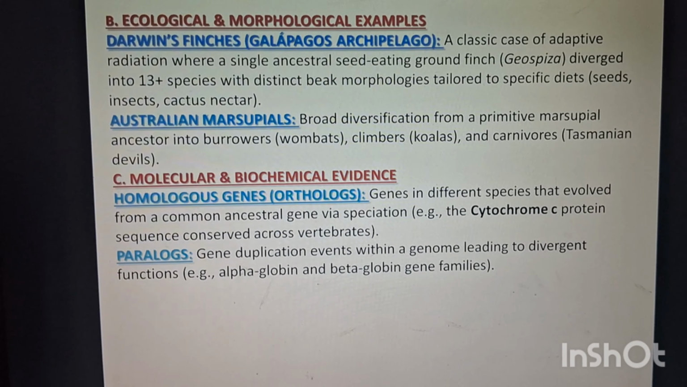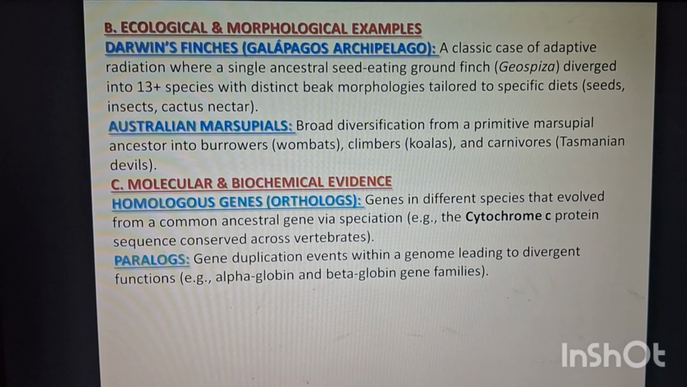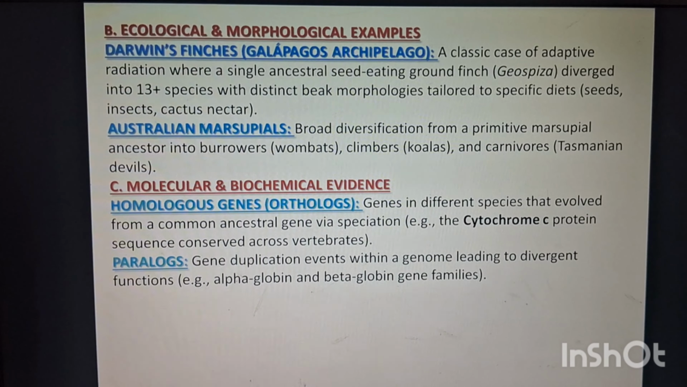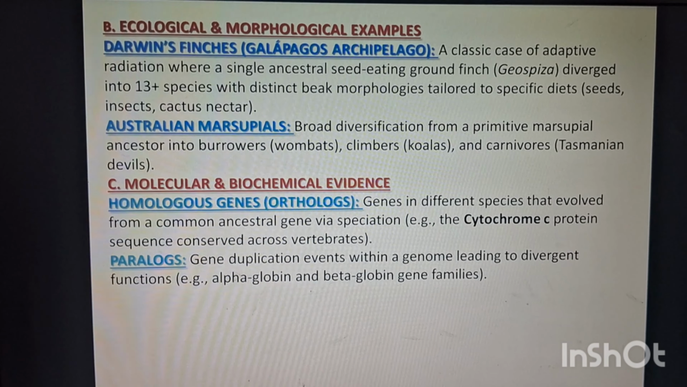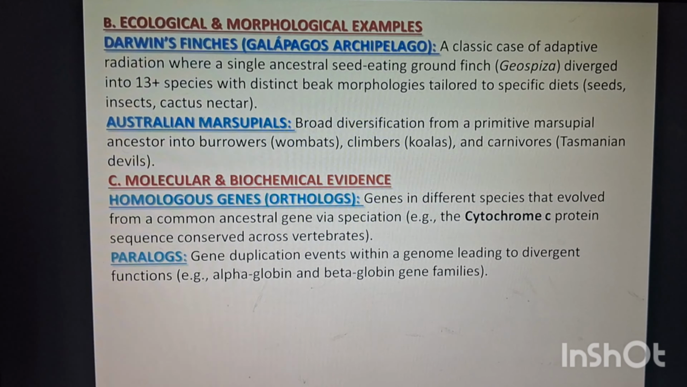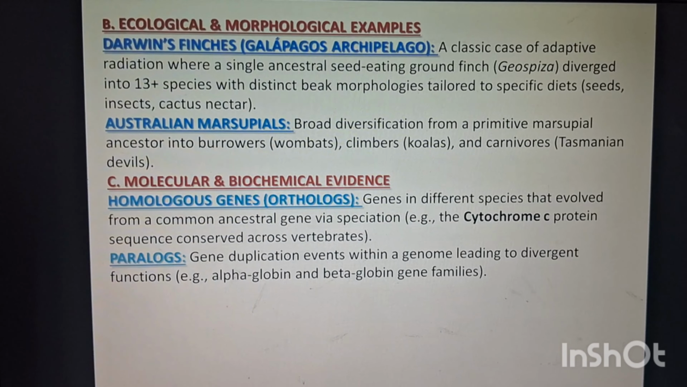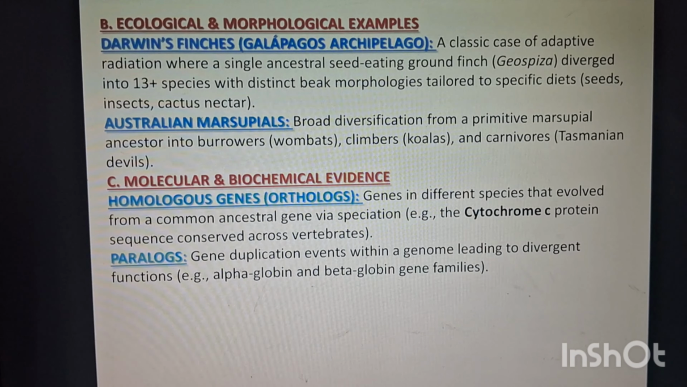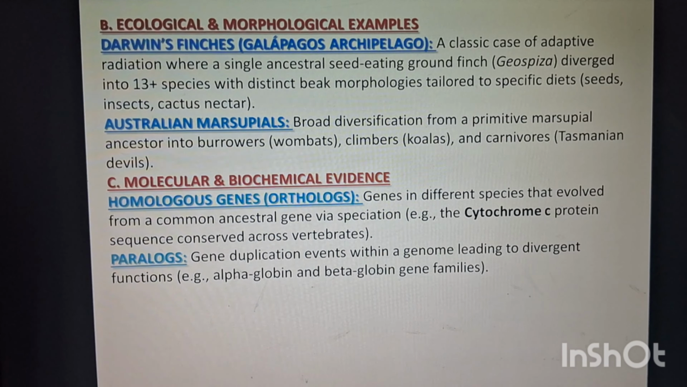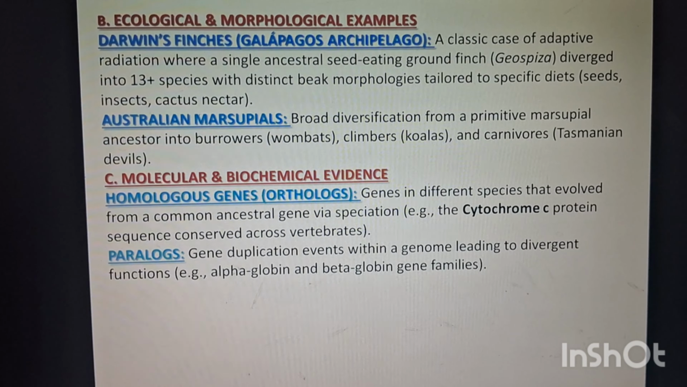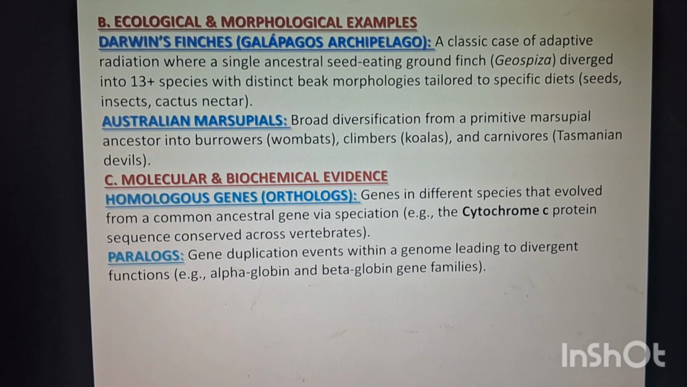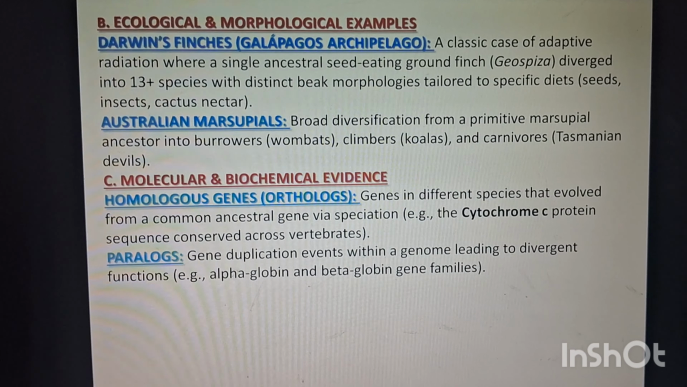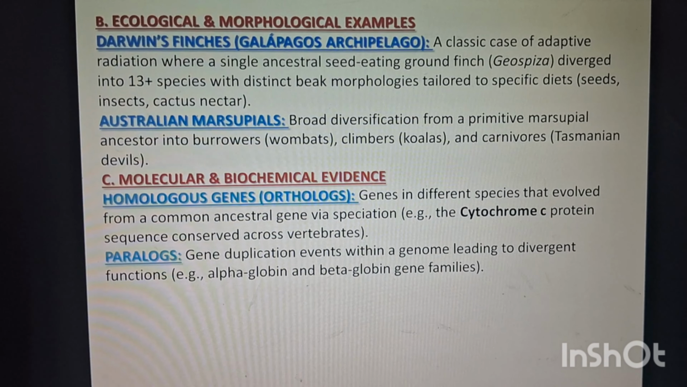Next, ecological and morphological examples. First is Darwin's finches, that is Galapagos archipelago. A classic case of adaptive radiation where a single ancestral seed-eating ground finch diverged into 13 plus species with distinct beak morphology tailored to specific diets, that is seeds, insects, cactus, nectar, etc. Next, Australian marsupials. Broad diversification from a primitive marsupial ancestor into burrowers, climbers and carnivores.